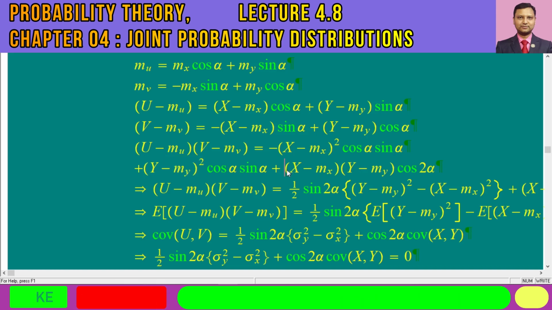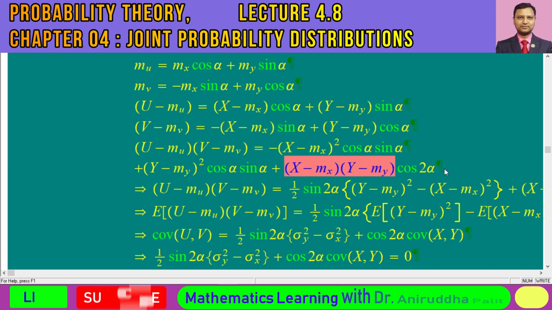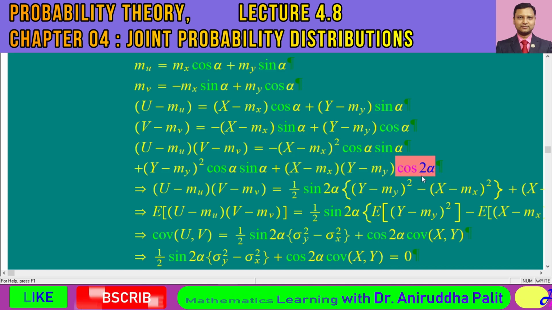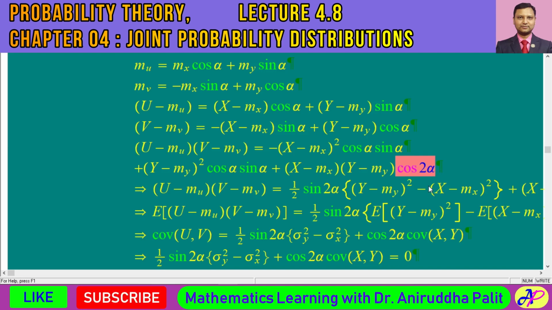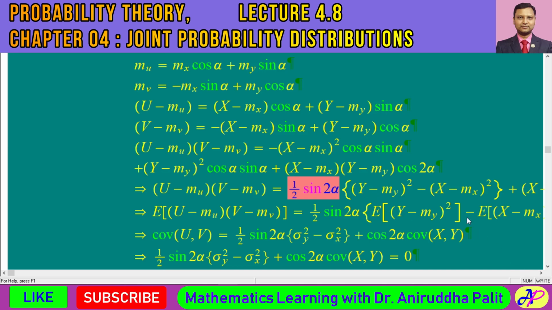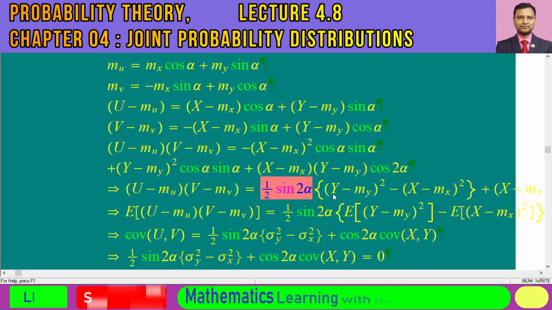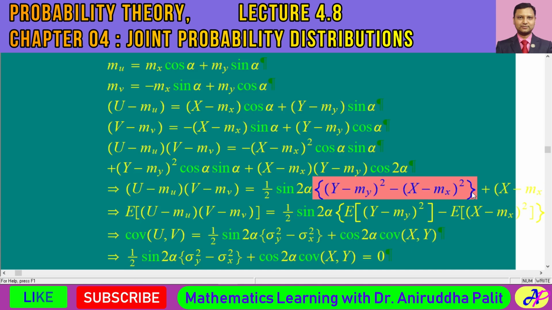And the remaining terms will together construct this term, that x minus mx into y minus my into cos of twice alpha. Actually, we shall have cos square alpha minus sin square alpha, that can be written as cos of twice alpha. Now, if we take the expectation on both sides, before taking the expectation, we can again convert this cos alpha sin alpha expression into half of sin twice alpha, so that within the bracket we can write this kind of expression, y minus my whole square minus x minus mx whole square.